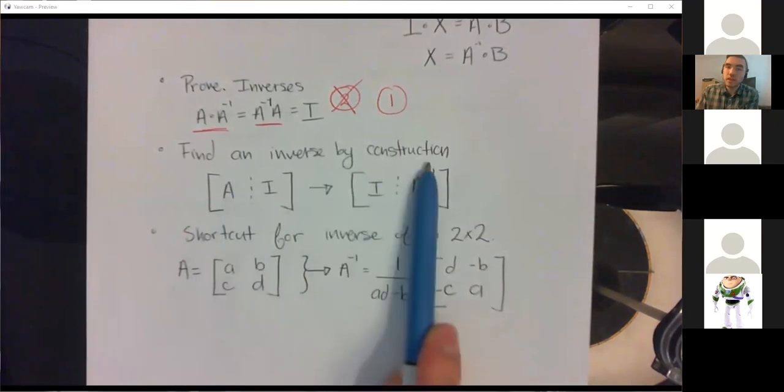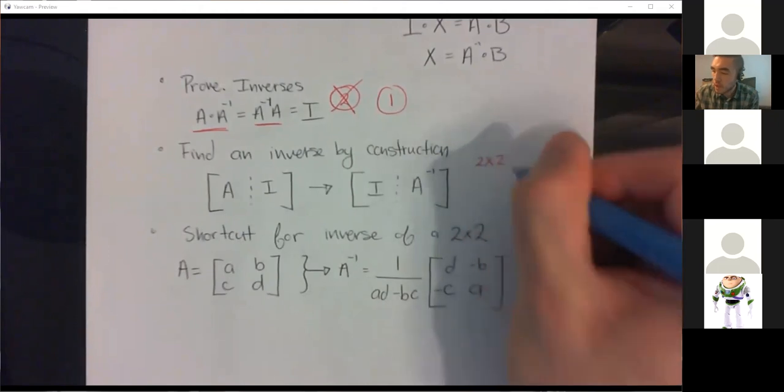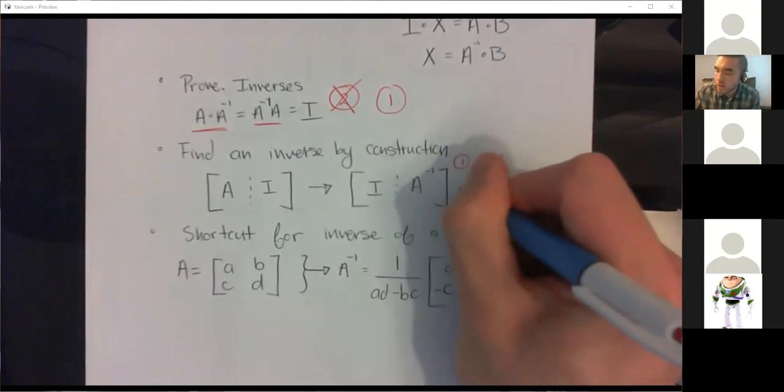I'm also going to ask you to find an inverse by construction, and I'm going to ask you to do this for a single 2x2 and a single 3x3.